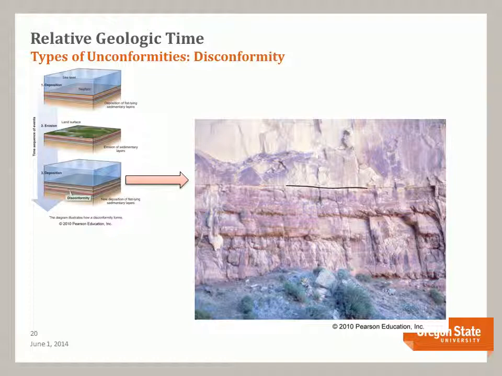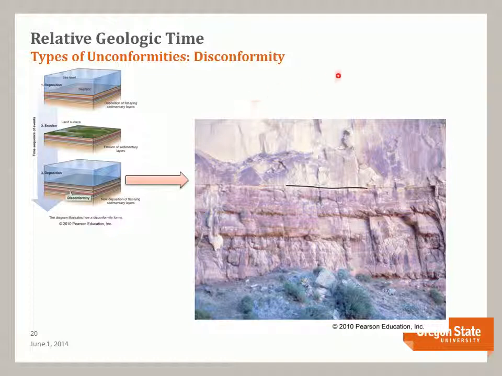What does that look like in the sedimentary record? Here's another picture from the Grand Canyon. Here's a series of interlayered sandstones and mudstones. Here is an erosive surface right here, and then we have this massive sandstone here, and this boundary is the disconformity that marks a time of erosion and no formation of sedimentary rocks.